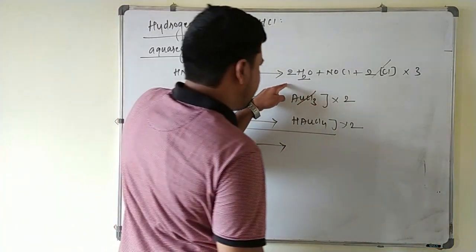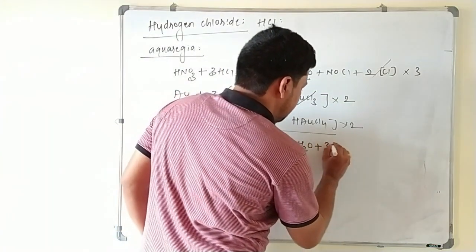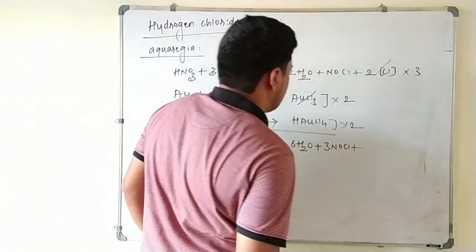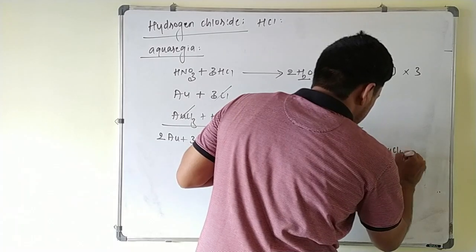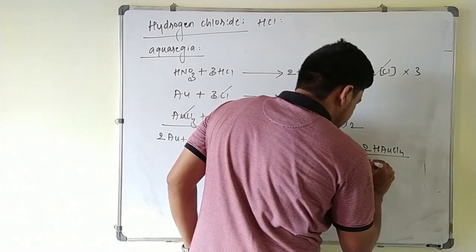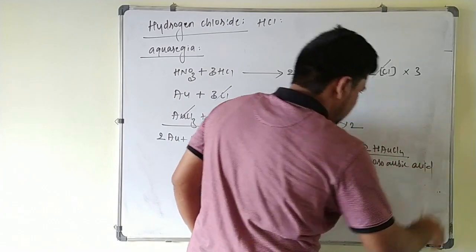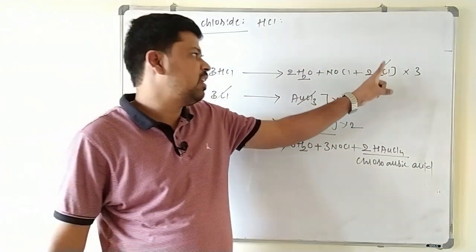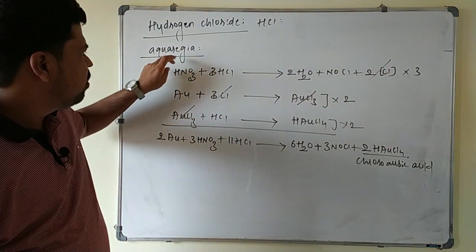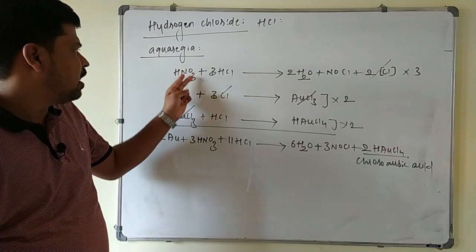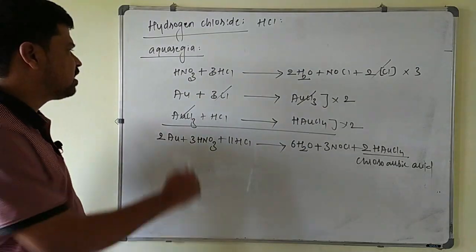Next, this side what is remaining, this is 6 times of water plus 3 times of NOCl plus 2 times of HAuCl4, this is chloroauric acid. In aqua regia, first it forms nascent chlorine, and these nascent chlorines are acting on the metal, hence these noble metals are dissolved in what, aqua regia here. Similarly, you can write the reaction of aqua regia with platinum also. These are important reactions.